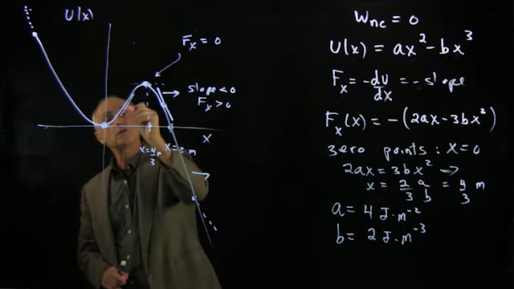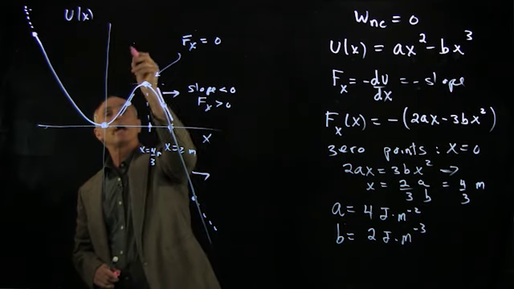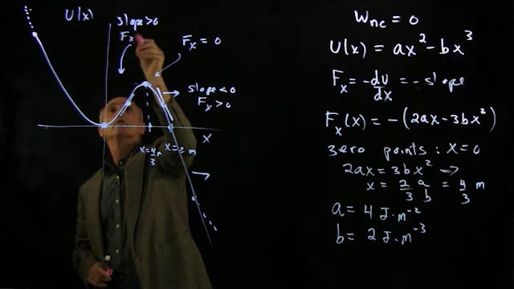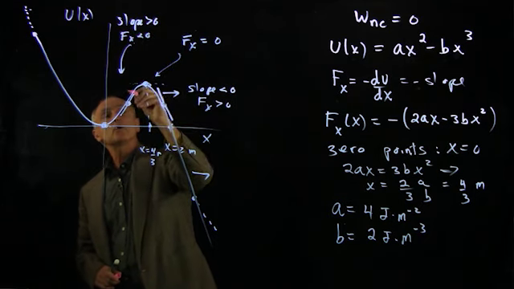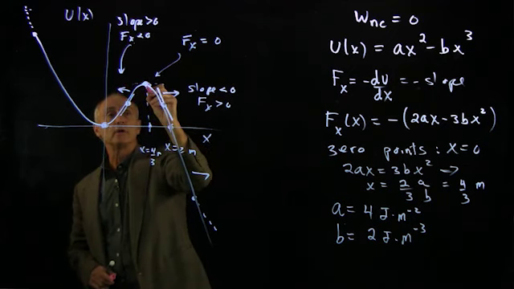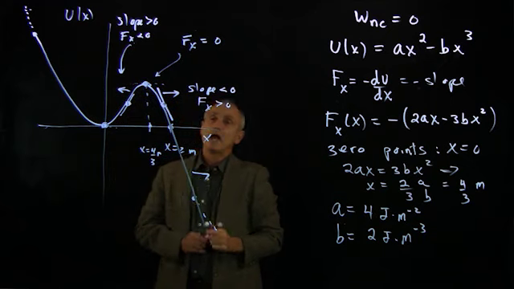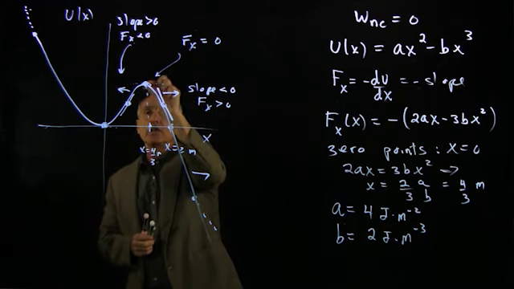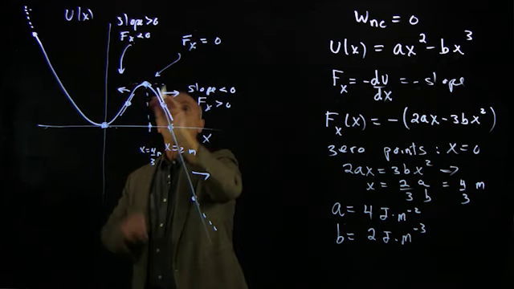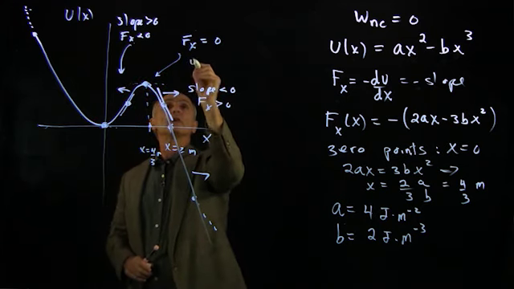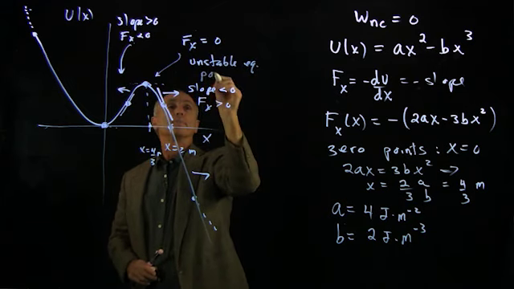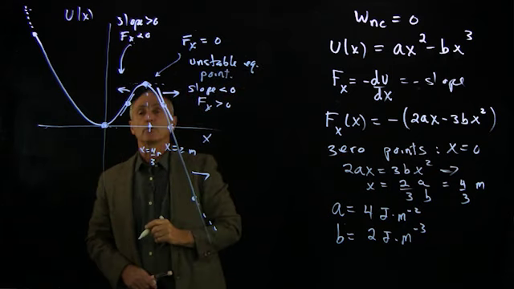Now, on the other side, we do the same type of argument, and over here, the slope is positive, but the force is negative. So again, on this side, the particle will move away from this zero point. And so if our particle just started there and had a little bit of kinetic energy, it would move one way or the other away from that point. And so we call this an unstable equilibrium point.